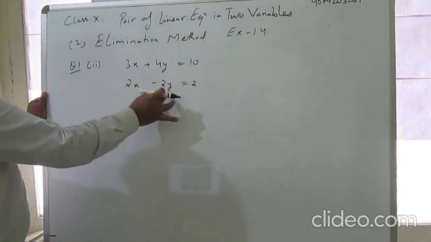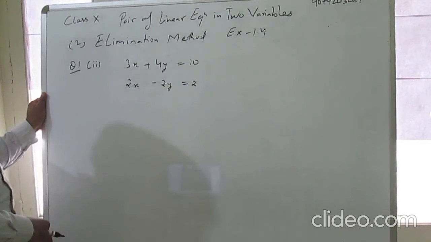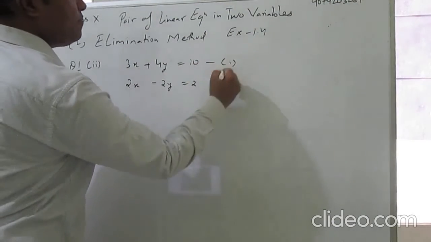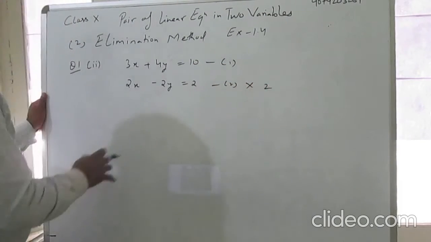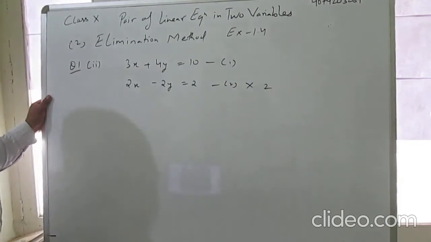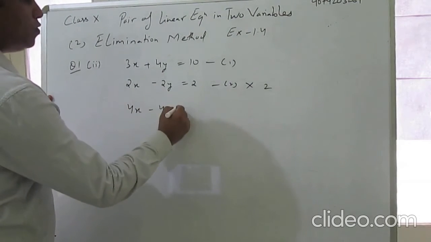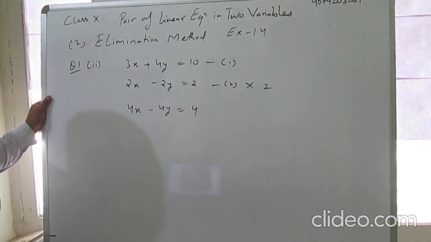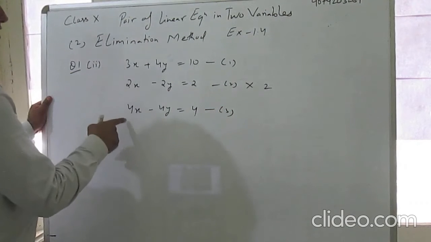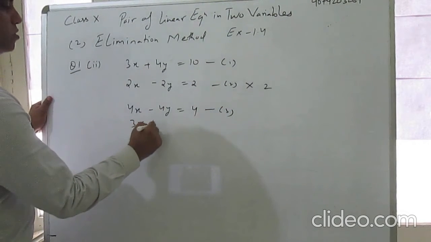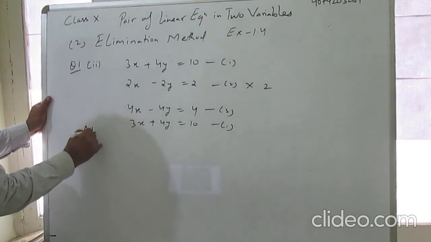If I multiply equation 2 by 2, we get here minus 4y and plus 4y. We add, it means y is eliminated. See here, first, second. If you multiply equation 2 by 2, full equation 2 is multiplied by what? By 2. So 4x minus 4y is equal to 4. Give this equation 3. Rewrite equation 1 again: 3x plus 4y is equal to 10. This is equation 1.